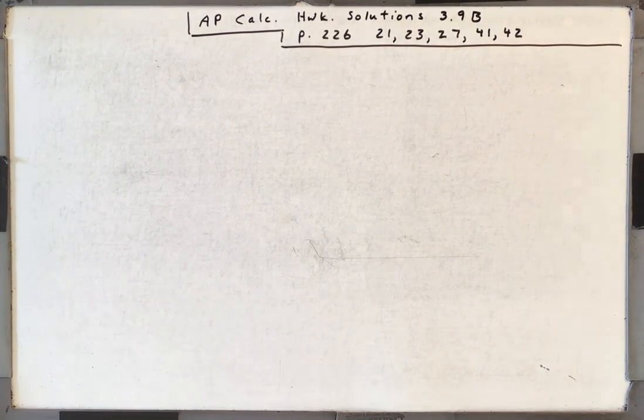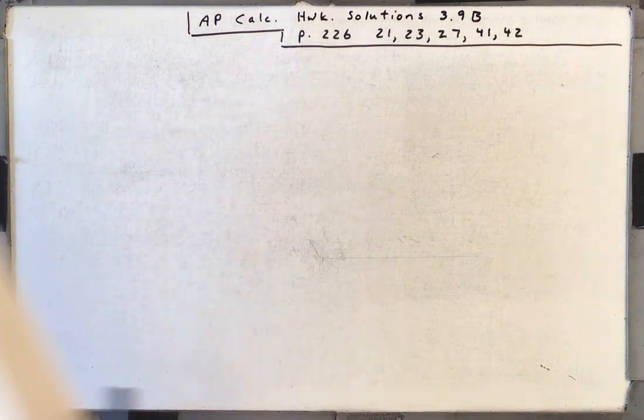Good day and welcome to AP Calculus Homework Solutions from section 3.9b. You can open your book to page 226 and we're going to work 21, 23, 27, 41, and 42.